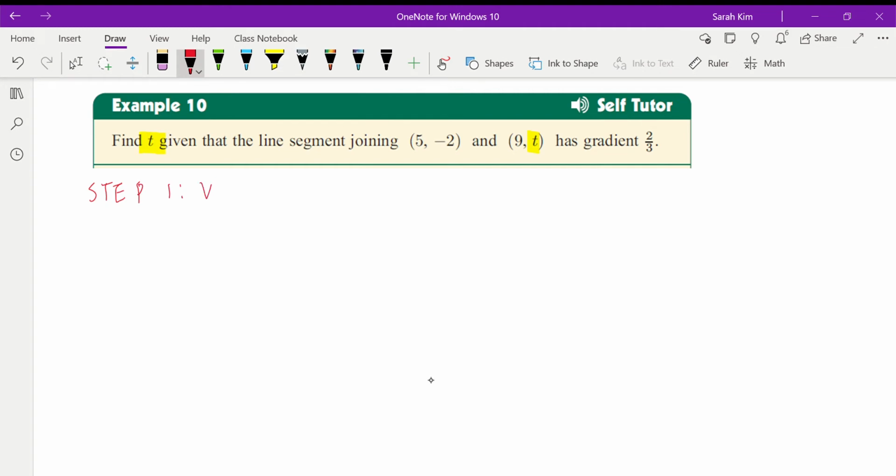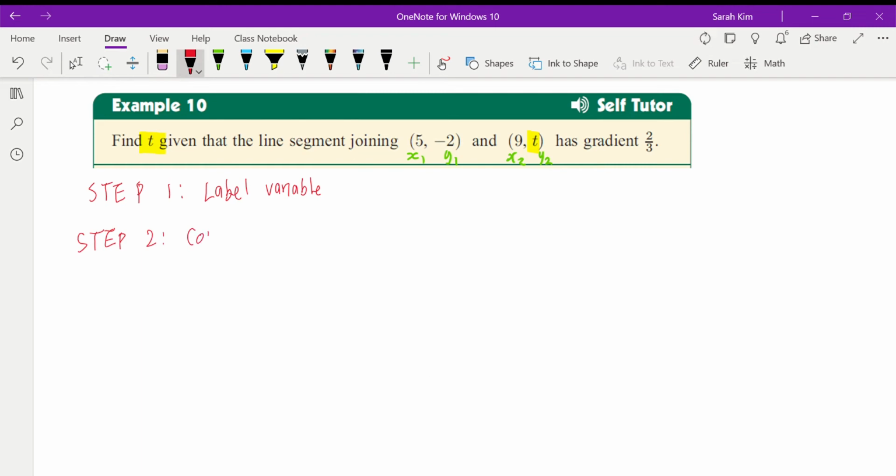So step 1, what was step 1? It was, I should probably write, label the variable. Right, the steps don't change. Label the variable. Alright, so I'm going to start with my x1, my y1, my x2, and y2. And I know t doesn't have a number, but we can still call it y2. Step 1 done.